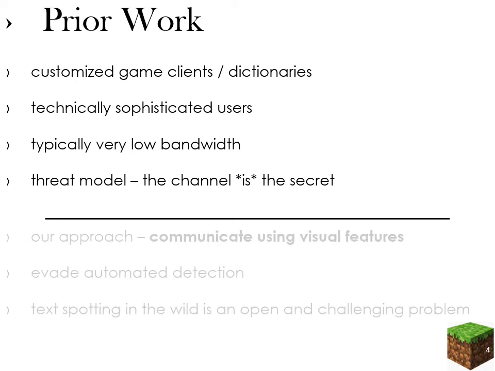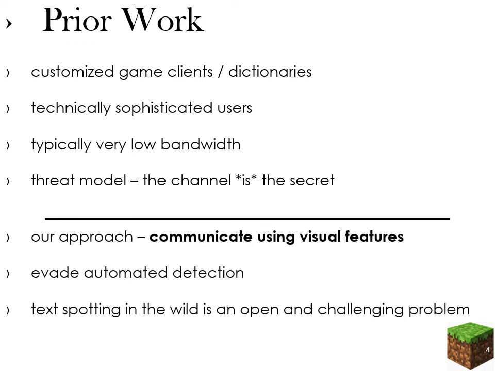So the aspect we intend to explore is, can we communicate using visual features in the game? As you might be aware, games are becoming more immersive now, and you have greater flexibility in manipulating the environment. So can you use that? And can you specifically do that in such a way as to evade automated detection? Because text spotting in the wild is recognized to be an open and challenging problem. So we believe we're the first to look at video games from this particular perspective.